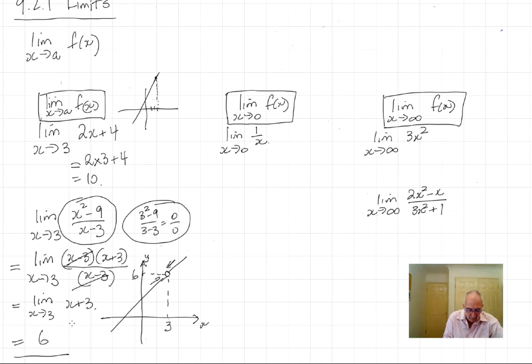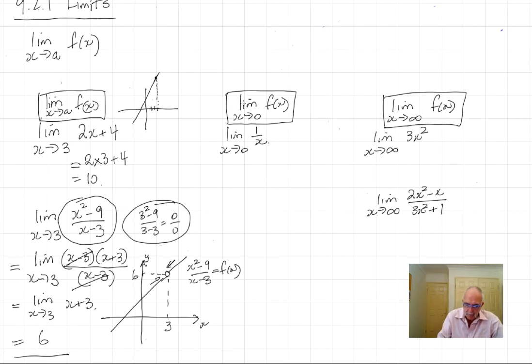And so the limit of this function, even though it's not defined, so this is the graph of x squared minus 9 over x minus 3, so that's equal to f of x. Even though it is not defined for x equals 3, you can still find the limit.